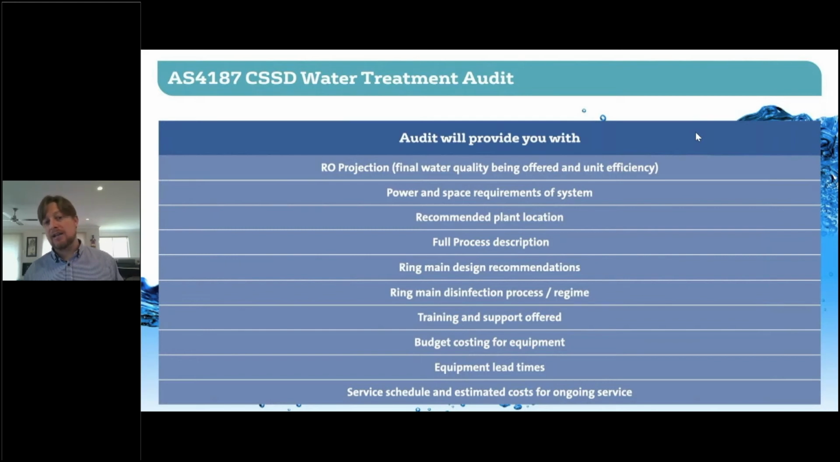It'll talk about the training and support offered. It'll of course give you a budget costing for the equipment for the plan, so that you can put that plan in place, and equipment lead times, so you understand how long it's going to take to make it all come together. And of course, it will also include estimated costs and the scheduling for servicing, so that you're budgeting not just for the capital requirement, but also for your ongoing costs for the system.